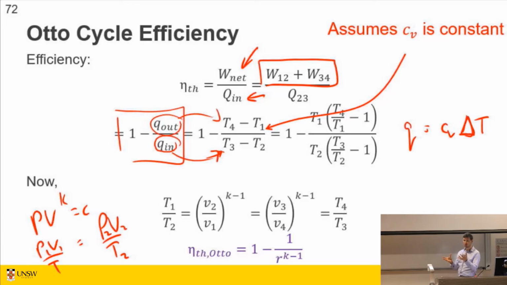But what you can control is your compression ratio, right? So compression ratio, and we saw for the motorbike, it's up around 13. Compression ratio for a normal car.